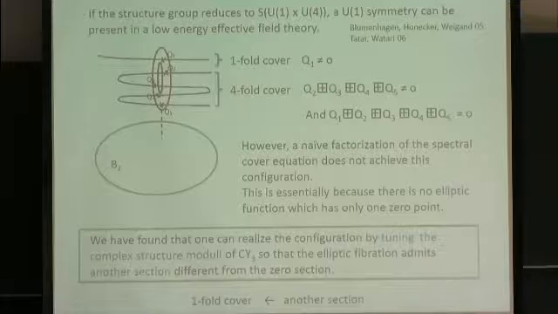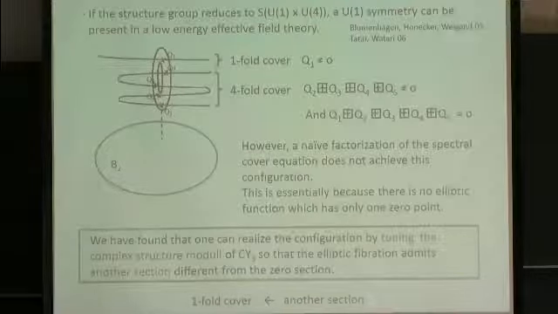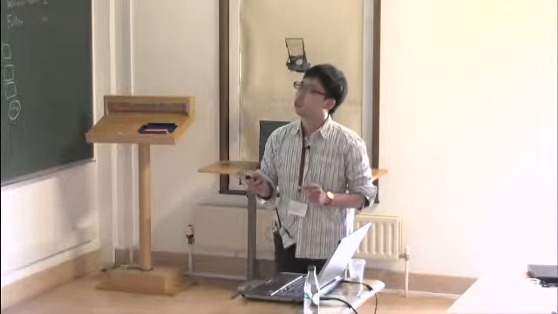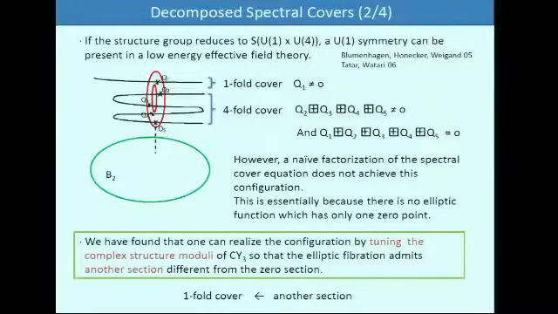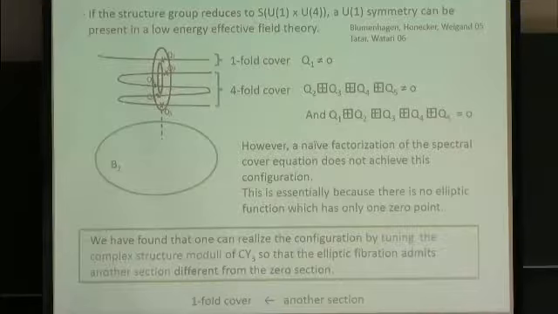Then if we want to engineer a U(1) symmetry in the low energy effective field theory, we can consider a vector bundle whose structure group is decomposed in this way. Then this vector bundle can be associated with a spectral cover, which is also decomposed into a 1-fold cover and a 4-fold cover. This 1-fold cover intersects the elliptic fibration at some point, but this Q1 does not correspond to a zero section. And the sum of the 4 points, which are the intersection points between this 4-fold cover and the elliptic fibration, also does not correspond to a zero section. But the sum of all these 5 points should correspond to the zero section to ensure the specialty of the unitary group.